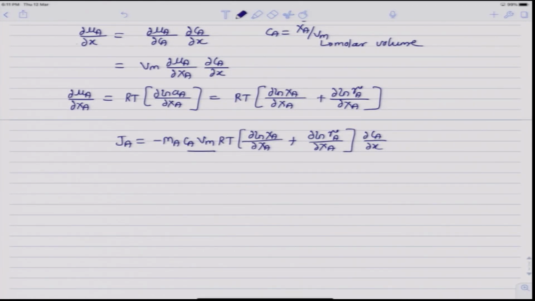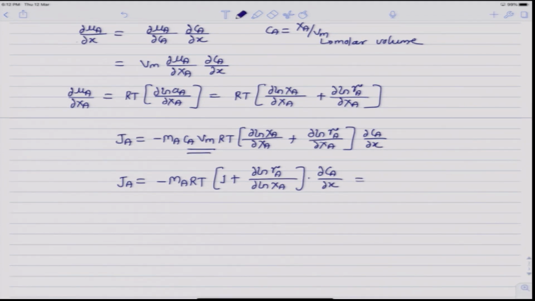Now, C A V m is again nothing but the mole fraction x A, and if we take this x A inside, these derivatives we can write as dou ln x A by dou ln x A and dou ln gamma A by dou ln x A. So, the first one should be 1, and so we get J A is equal to minus M A R T times 1 plus dou ln gamma A by dou ln x A times dou C A by dou x, and this is nothing but simply minus d A times dou C A by dou x.